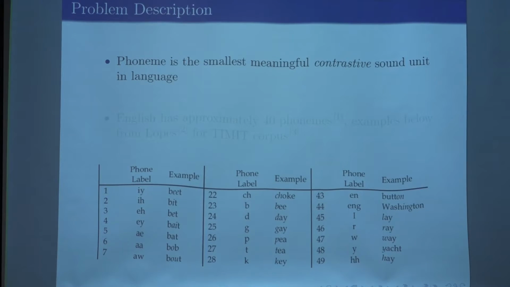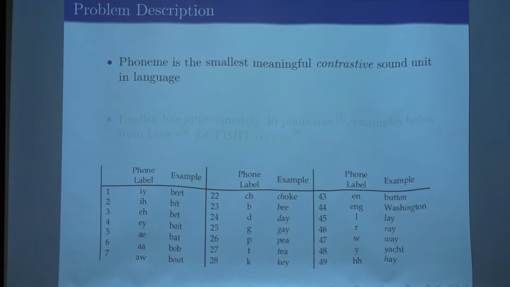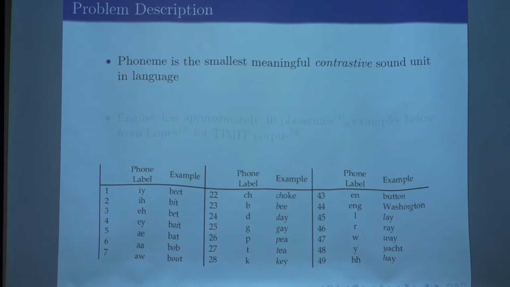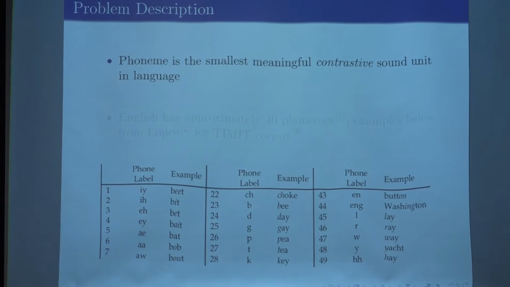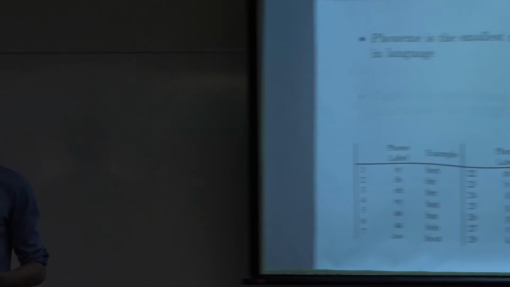So to start with the very basics, we're looking at phoneme recognition. A phoneme is the smallest meaningful contrastive sound unit. So in this table, for instance, you'll see a lot of sounds like beat, or bit, or bet. Each of these is an individual small pronunciation or small sound unit that you can make. Now, most languages, including English, have about 40 phonemes, or 40 unique sounds. And this table is actually from the corpus that they've considered in this paper.